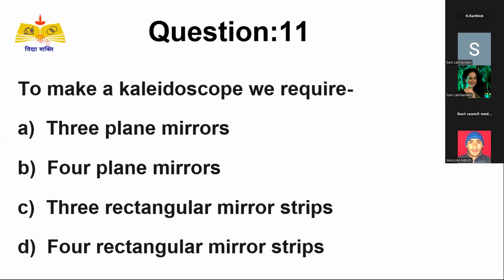To make a kaleidoscope, we require A. 3 plane mirrors, B. 4 plane mirrors, C. 3 rectangular mirror strips, D. 4 rectangular mirror strips.